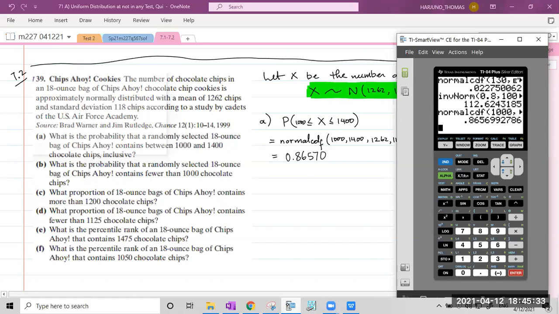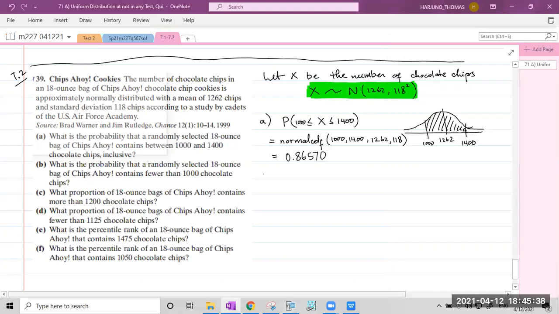0.86570. Yeah, because I round, right? That's for part A. Part B. What is the probability that a randomly selected 18-ounce bag of Chips Ahoy contains fewer than 1,000 chocolate chips? Probability that X is less than 1,000. It means if this is the mean, 1,000 is here, and you want less than that.